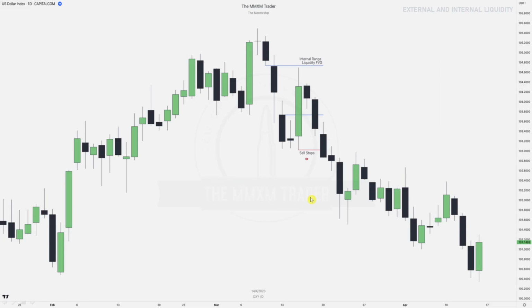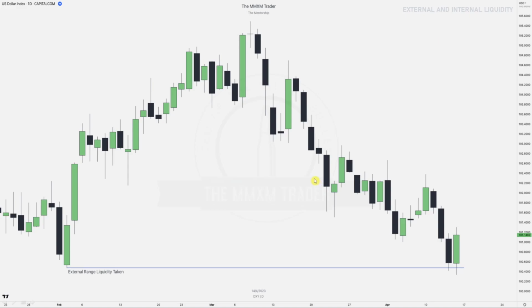Where are we going to draw into next? You might have guessed it already. We're going to internal again, right? You can see it draw lower, going back into internal down here. Keep declining, taking out a low.